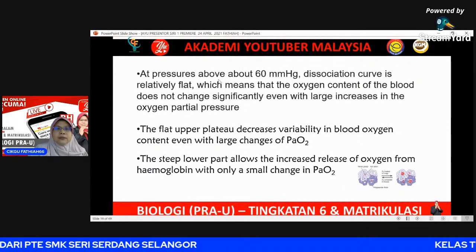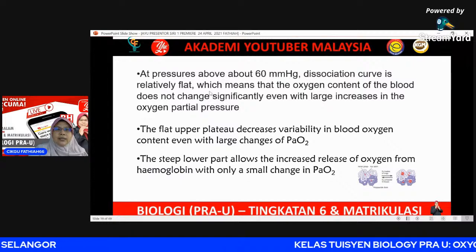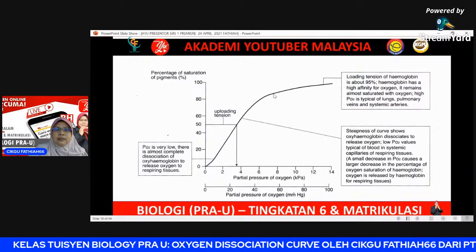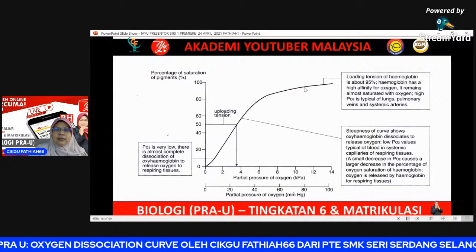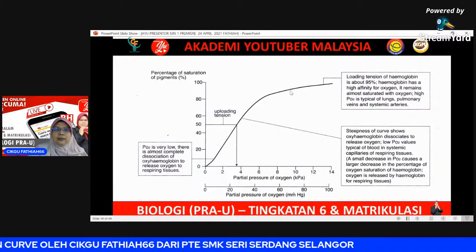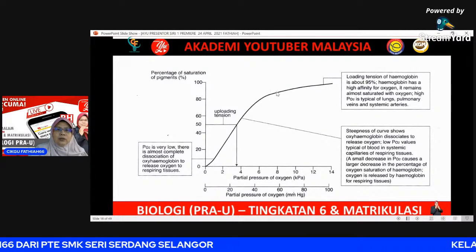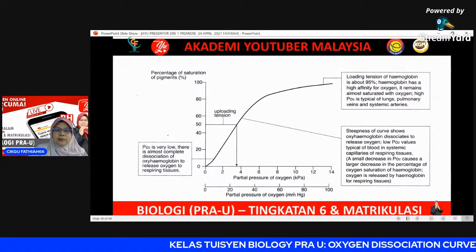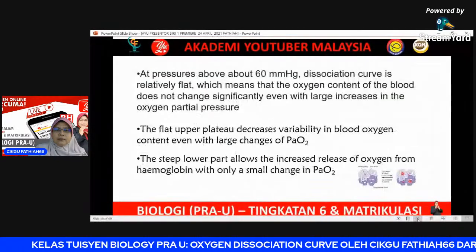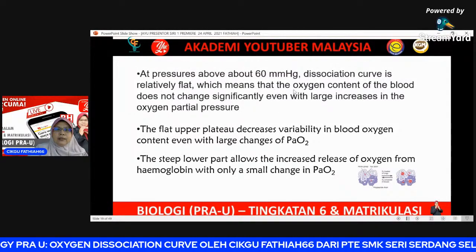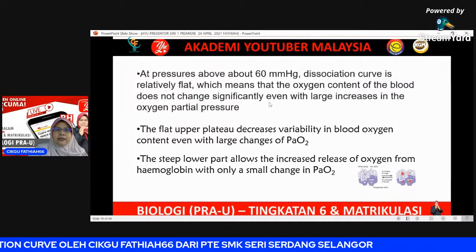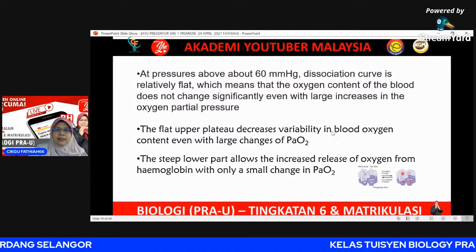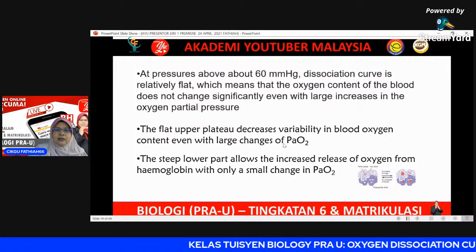Okay, at pressure above 60 millimeter mercury, the dissociation curve is relatively flat. Above 60, there is only a small increase of the association of oxygen with hemoglobin. It is slow. So the increase of the percentage saturation is not much, which means that the oxygen content of blood does not change significantly even with a large increase in the oxygen partial pressure. The flat upper plateau decreases variability in the blood oxygen content, even with large changes of the partial pressure of oxygen.